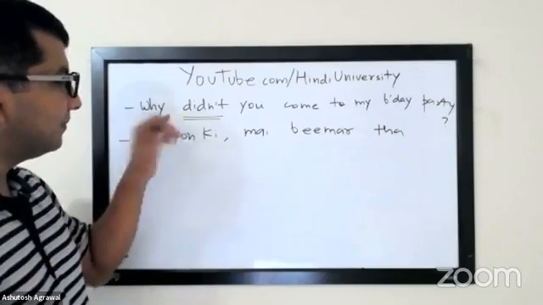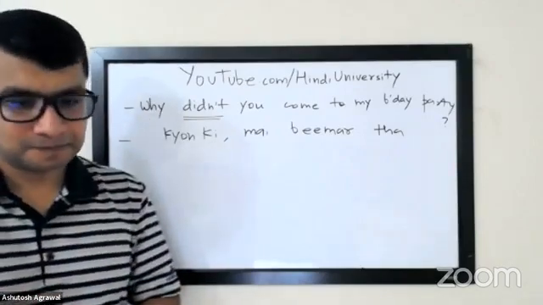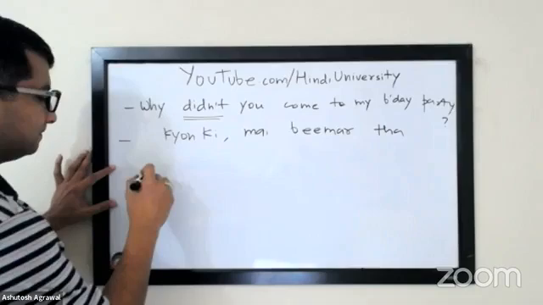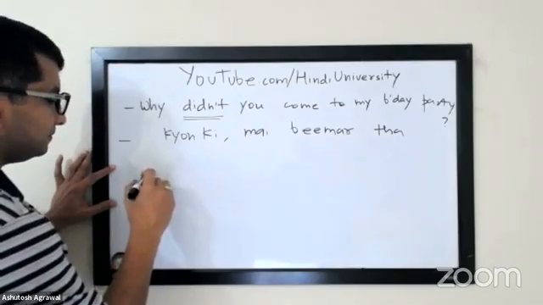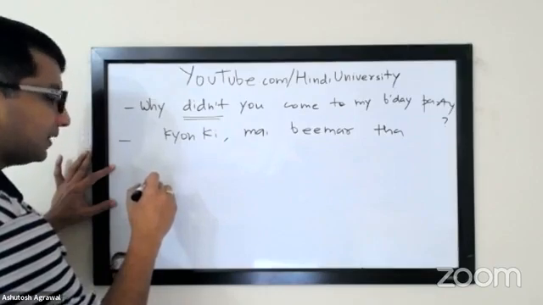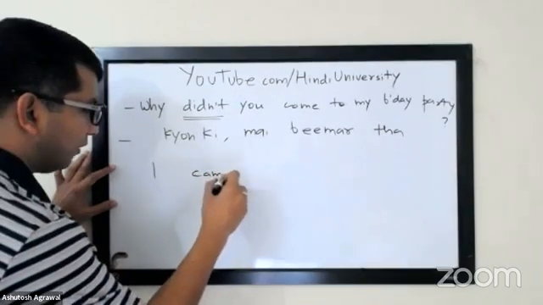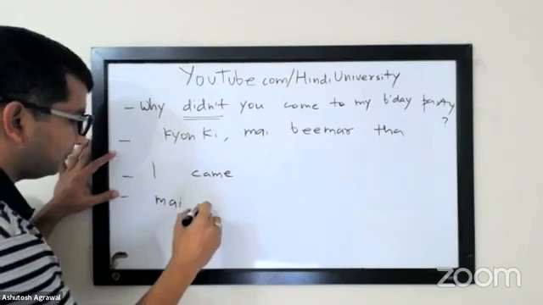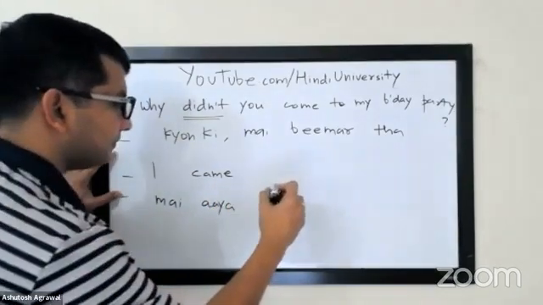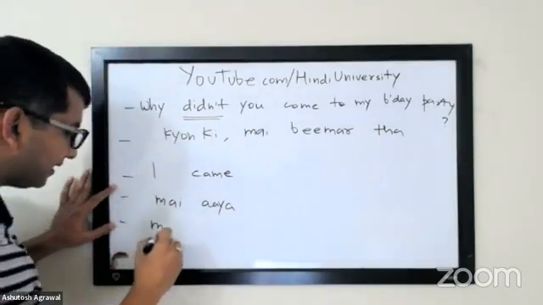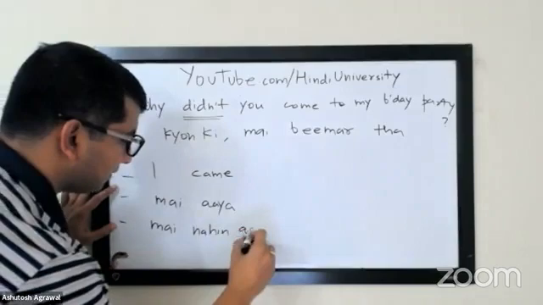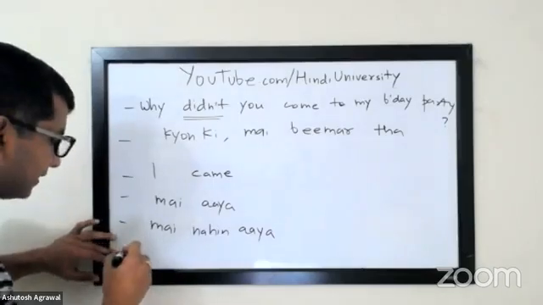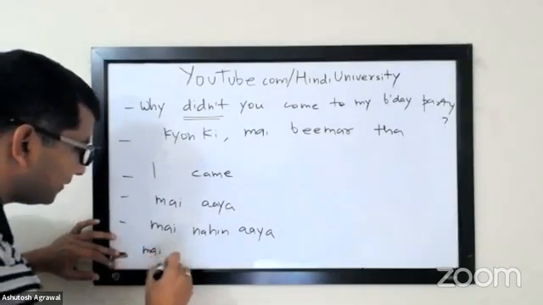Kyonki aap, janmdin, party, aya. Okay, how do you say I came? Main aya. Okay, how will you say I didn't come? Main nahi aya. मैं नहीं आया. Okay, I didn't come to the birthday party. Is it Jamadin? Is it birth...?